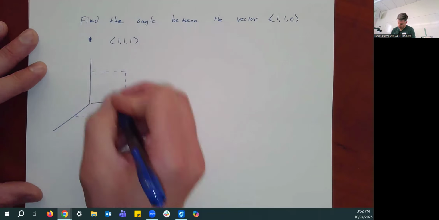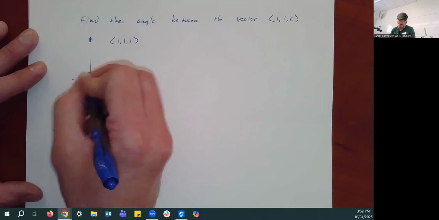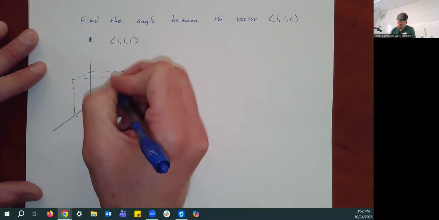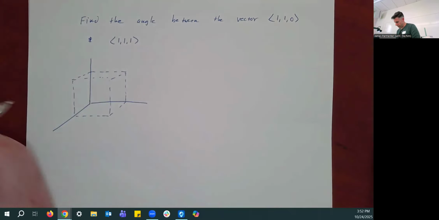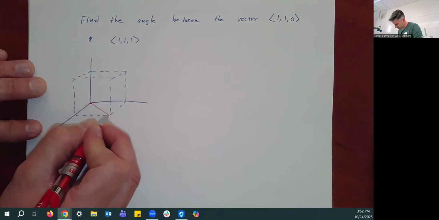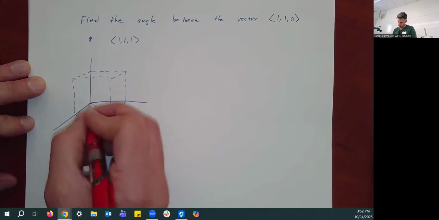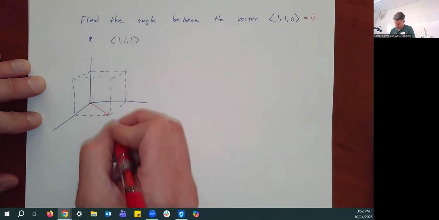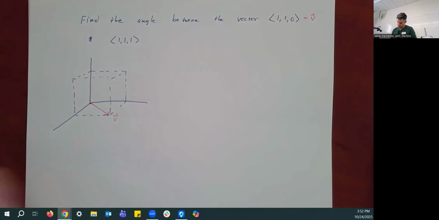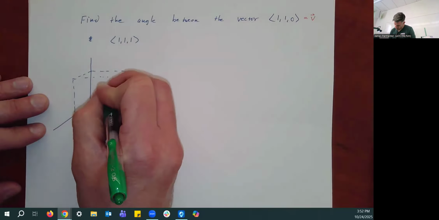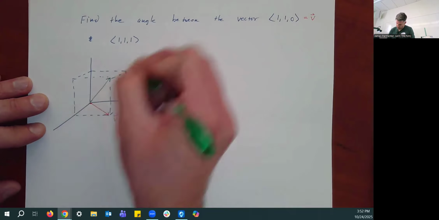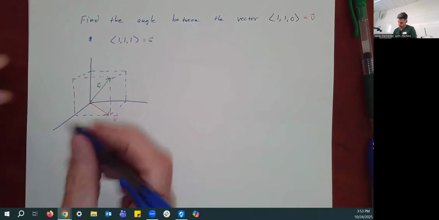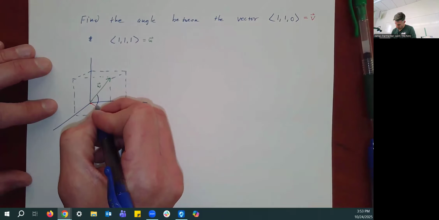The main diagonal of a cube and the diagonal of a square. So like, here's your vector. That's your vector 1, 1, 0, because you've gone one that way and one that way. So let's call this one V. And here's your vector 1, 1, 1, which I'll call W. And I really would like to know what that angle is there.